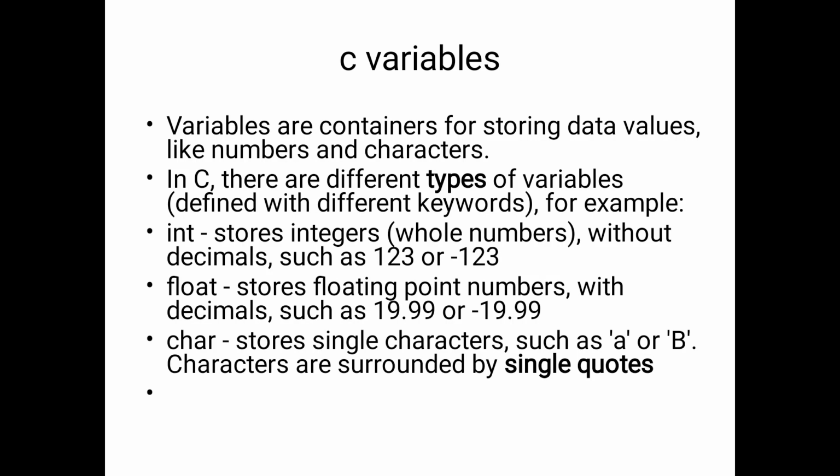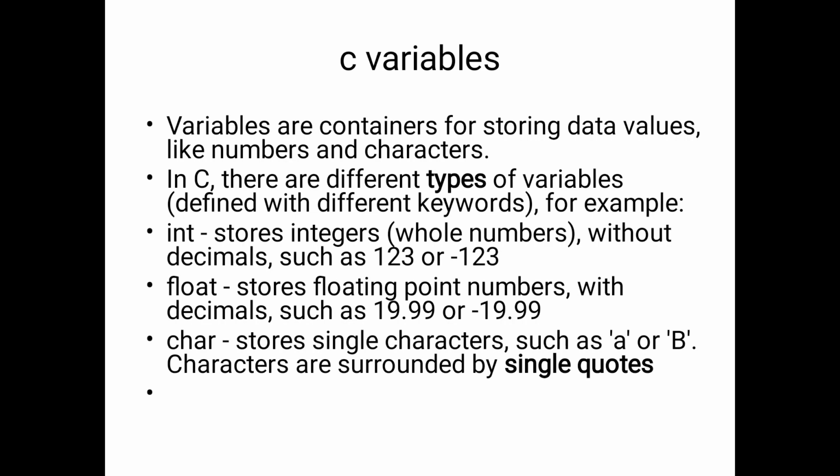So what is meant by a variable? For example, in C, we are going to create a process. Once the process is created, it will be stored in the form of memory. Each and everything will be stored in the form of memory values. That's why variables are containers for storing data values, like numbers and characters. Number means an integer number or a floating number. Character means a single character or a set of characters. Okay, so in C there are different types of variables, and different keywords as well.